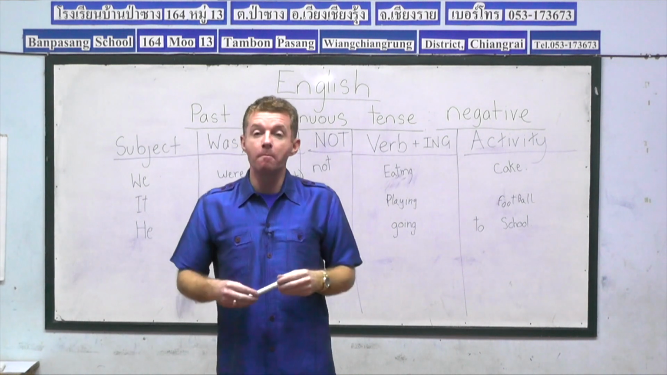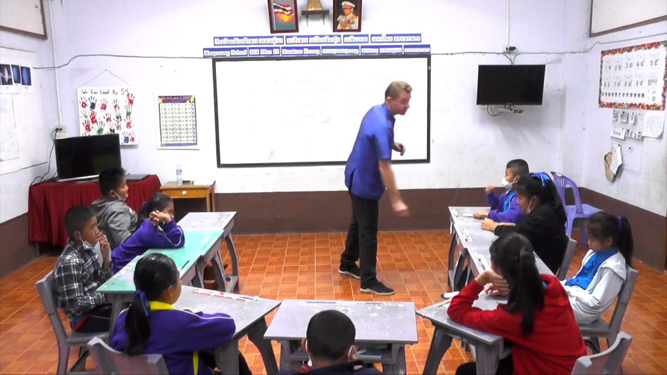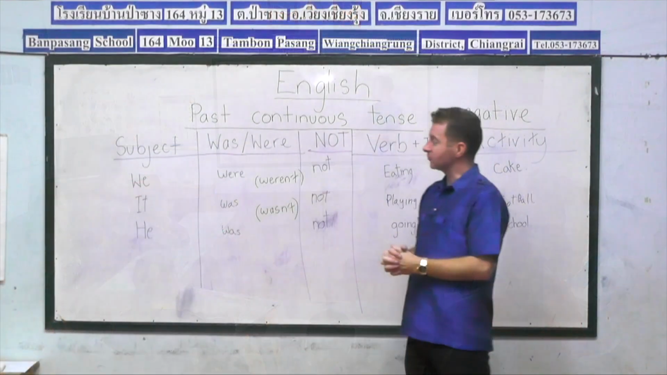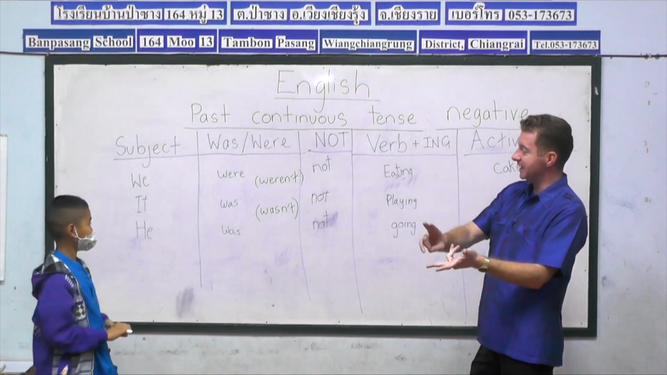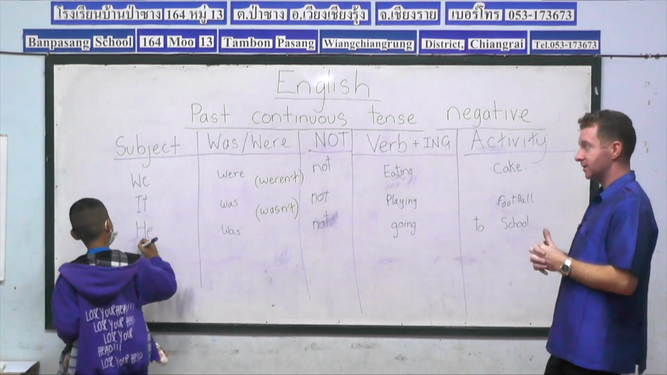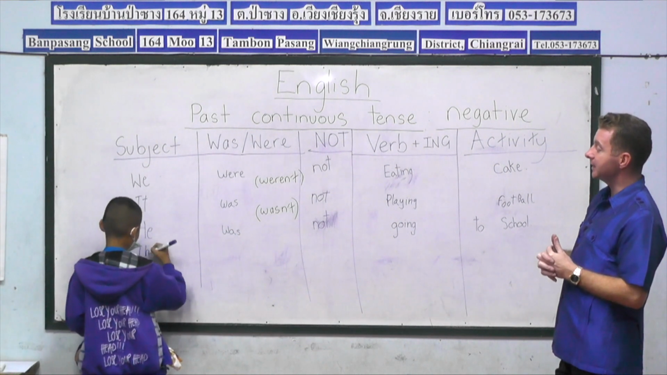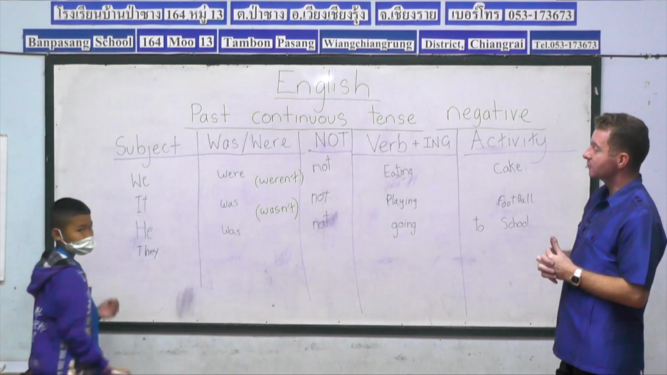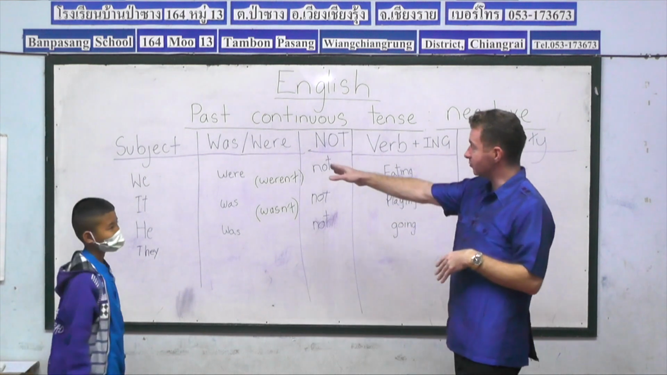So let's do one more together before the worksheet activity. And now it's Bangpon's turn to construct his negative sentence. So far we've got the subject pronouns we, it, he, they. Okay, can you use the pronoun they? T-H-E-Y. They. So if we use the subject they, were. Our next word has to be were.